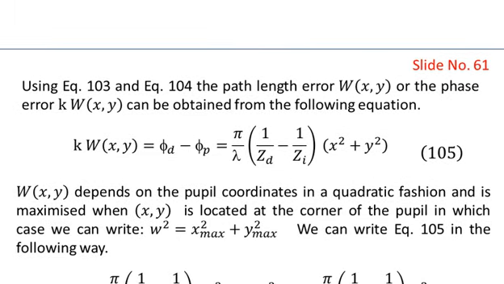Using equation number 103 and equation number 104, the path length error W as a function of x, y, or the phase error k multiplying W of x, y, can be obtained from the following equation. So we are writing the phase error k multiplying W at the coordinate x, y equal to phi d minus phi p, which is equal to pi over lambda, and within parentheses we have 1 over Zd minus 1 over Zi, and outside that we have parentheses containing x square plus y square, as in equation number 105.